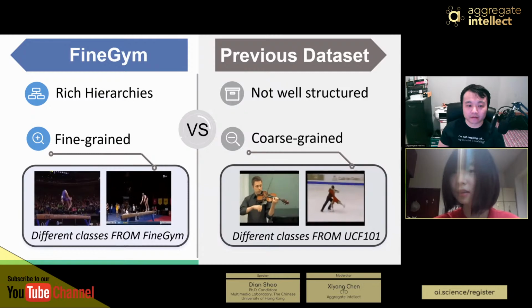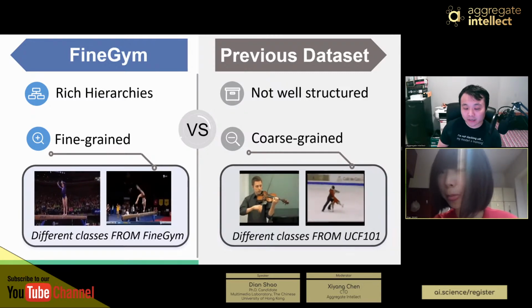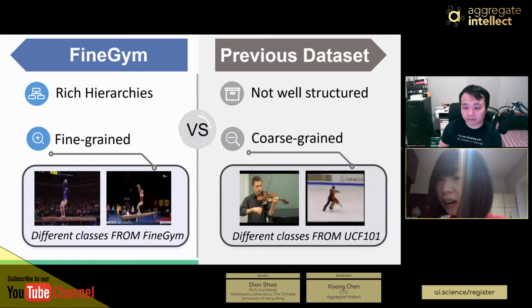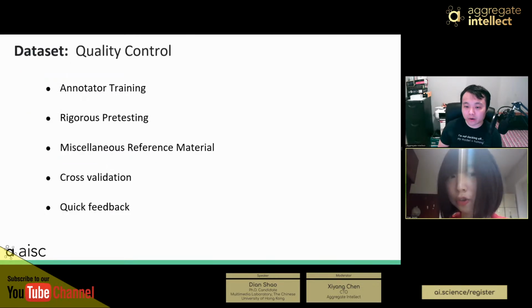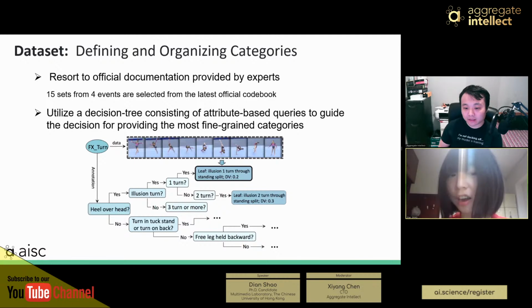Dian, if I could interrupt for a question from our audience. Okay. If you could go back 2 slides where you show the decision tree. Yes. Okay. And an audience member is curious how this decision tree is generated. Was it constructed manually? How did you make it?